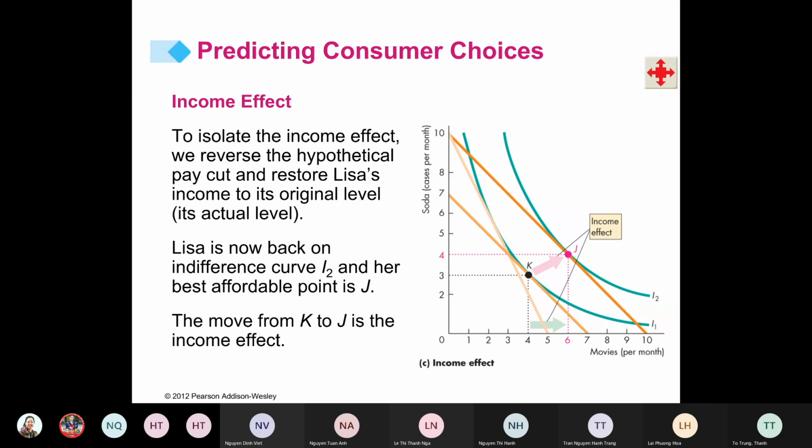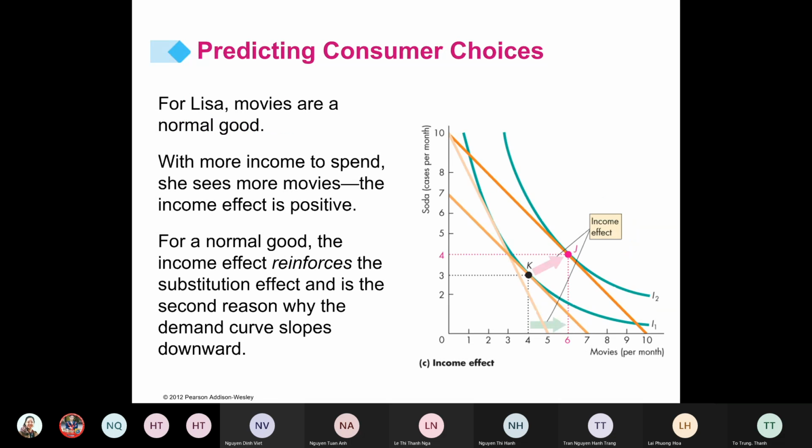In this case, because the price of movies declines, the real income of the consumer increases. That is illustrated by the outward shift from the imaginary budget line to the new budget line. So from K to J, or from 4 to 6, we call it the income effect. The income effect is purely the effect of income. In this case, income increases, so the number of movies changes from 4 to 6.